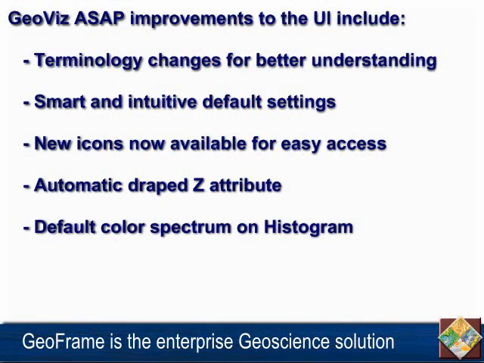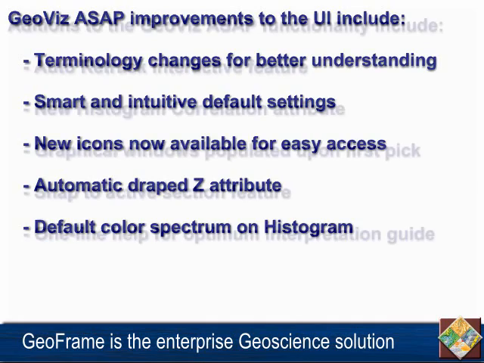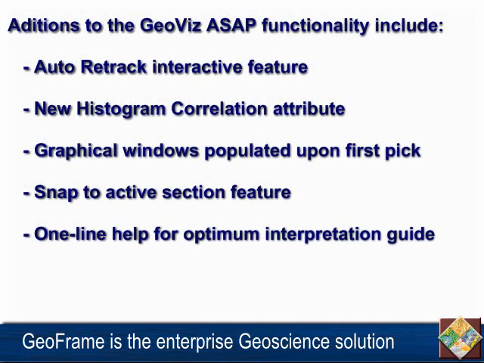Improvements to the user interface include terminology changes for better understanding, smart and intuitive default settings, new icons now available for easy access, automatic draped Z attribute, and default color spectrum on histogram. Additions to the ASAP functionality include auto retract interactive feature, new histogram correlation attribute, graphical windows automatically populated upon first pick, snap to active section feature, and one-line help for optimum interpretation guide.